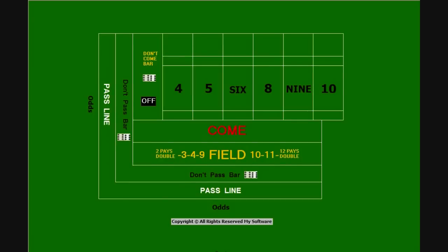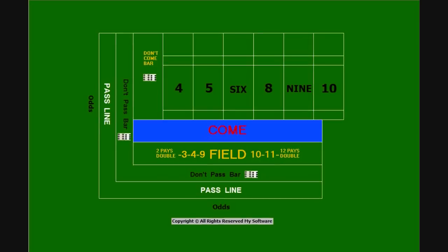Lesson 2. Come bets and come bet odds. Come bets are like a second pass line bet. Come bets are off, not allowed, on the come out roll. If the puck is off, it's the come out roll.